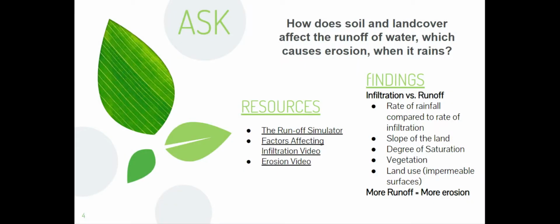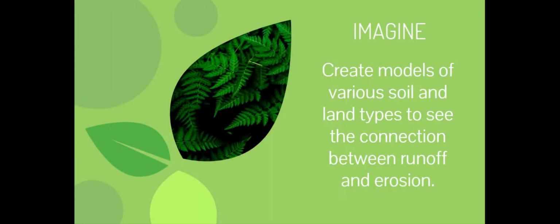For the engineering design process, I began by asking, how do soil and land cover affect the runoff of water, which causes erosion when it rains? I was really intrigued by the runoff simulator and looked more into this topic with some videos from YouTube, and linked those there so that I could find them in the future. I had some great findings in general, understanding the difference between infiltration and runoff, what can impact these, and that the more runoff there is, the more likely we're going to have more erosion occurring.